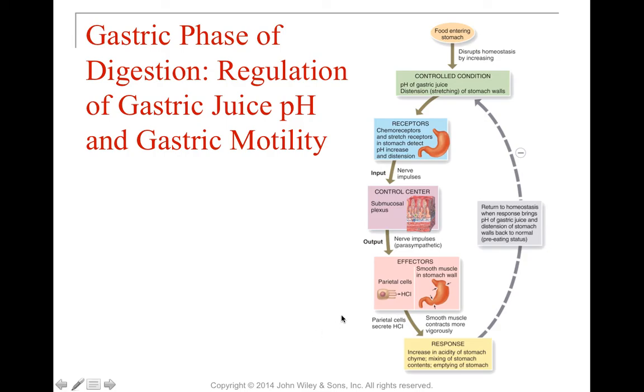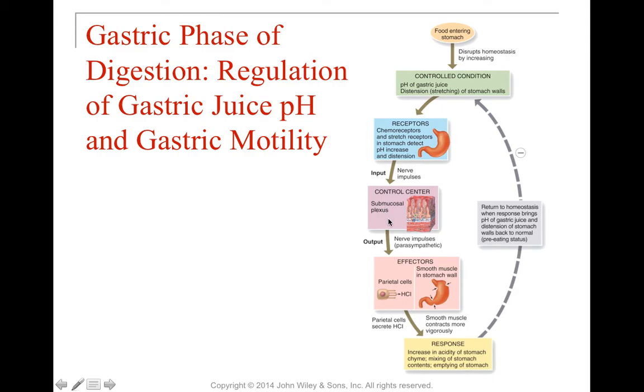Okay, so this here is a feedback loop, and just like any feedback loop, we're going to have homeostasis that occurs, then is going to be disrupted. In this case, homeostasis is disrupted by the food entering the stomach. So the controlled condition is the pH of the gastric juice, which is going to change. You got to figure the pH of the gastric juice is low to begin with. When food enters it, it's going to increase a little bit. Also, we're going to have stretch receptors, noting that we have a distension of the stomach walls. Both of those, these receptors that are the chemoreceptors and the stretch receptors, are going to send information to the control center. In this case, the control center is in the submucosal plexus.